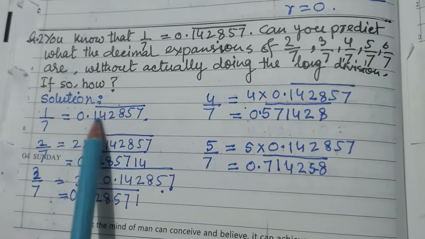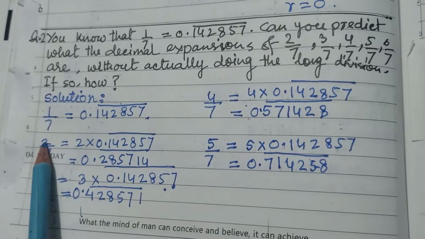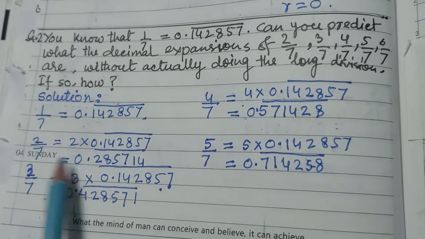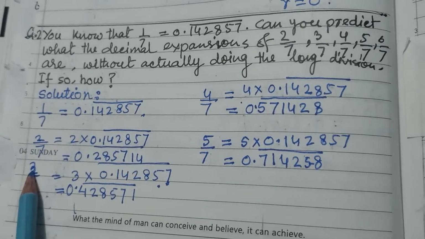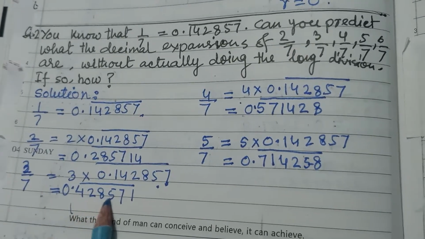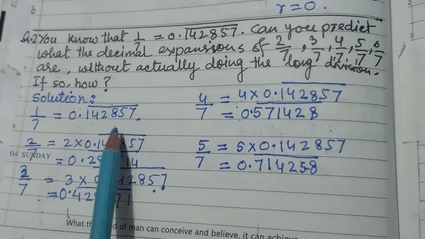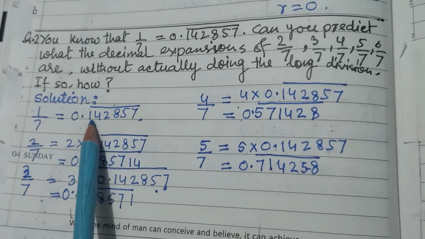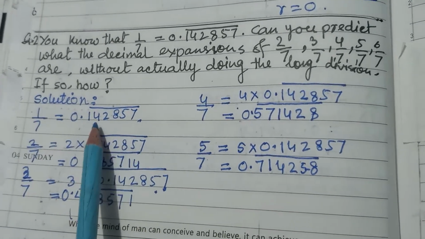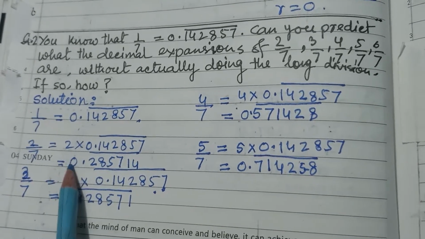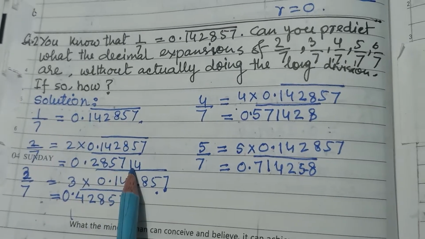Now 1 upon 7 is this. For 2 upon 7, only the numerator changes. So you multiply it by the numerator: multiply by 2, it is 0.285714, multiply by 3, 0.428571, and multiply by 4, and so on. You check one thing, it is very interesting. The digits are the same, but it is repeating. How is it repeating? When you multiply by 2, it is coming 2857, then 14 is coming.